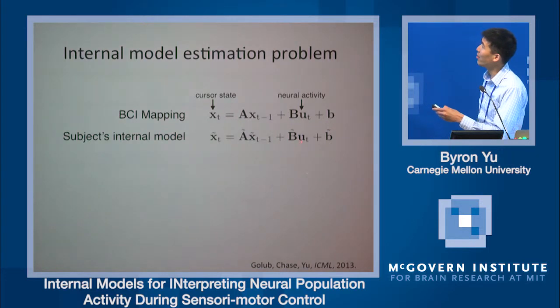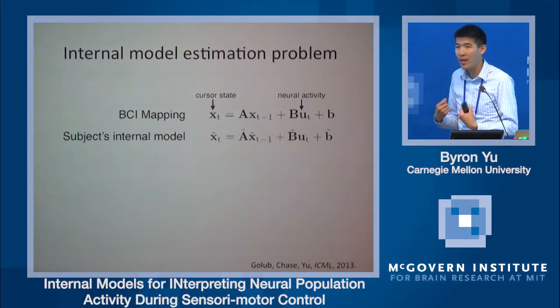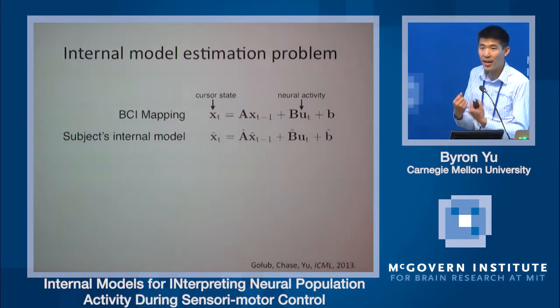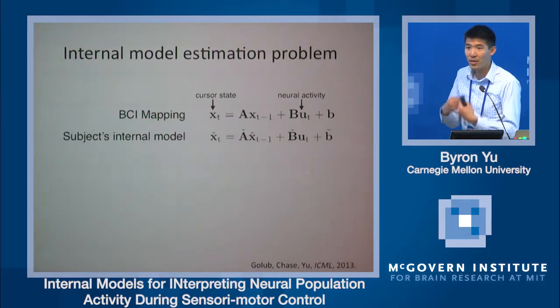Okay? And then you notice here that the U doesn't have a tilde on it. It's the same U as up here. He's using his neural activity, or his motor command that he knows that he sent, to try to do this internal tracking.